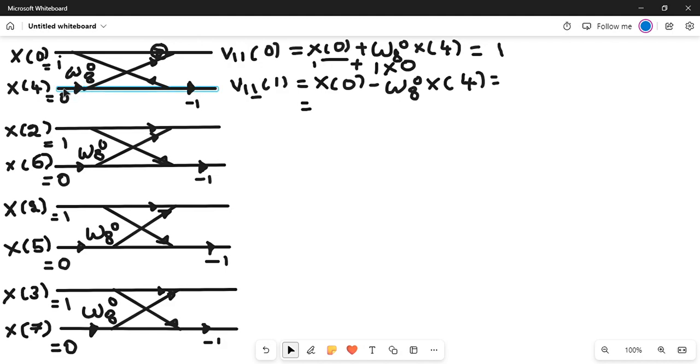ಅದ್ರ ಜೊತೆಗೆ ಏನಾಗ್ತಾ ಇದೆ, x of 4 that is 0, this x of 4 ವ್ಯಾಲ್ಯೂ ಏನು 0, ಮತ್ತೆ ಈ omega 8 to the power of 0, ಎರಡೂನು ಮಲ್ಟಿಪ್ಲೈ ಆಗಿ ಈ ಲೈನ್ ಅಲ್ಲಿ ಪಾಸ್ ಆಗ್ತಾ ಇದೆ. ಮತ್ತೆ ಈ ಲೈನ್ ಅಲ್ಲಿ ಒಂದು -1 ಇದೆ, ಅದು ಜೊತೆಲಿ ಮಲ್ಟಿಪ್ಲೈ ಆಗ್ತಾ ಇದೆ ರೈಟ್. ಯು ಆರ್ ಅಂಡರ್ಸ್ಟ್ಯಾಂಡಿಂಗ್ ದಟ್ ರೈಟ್.